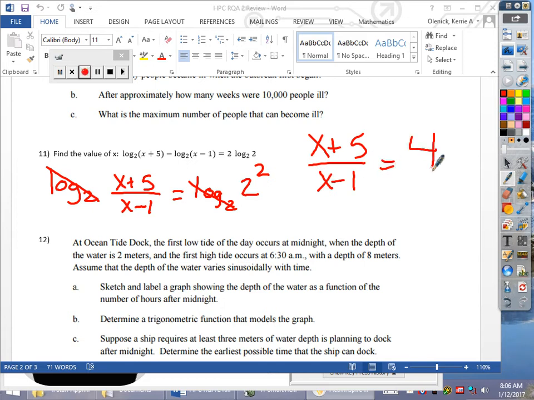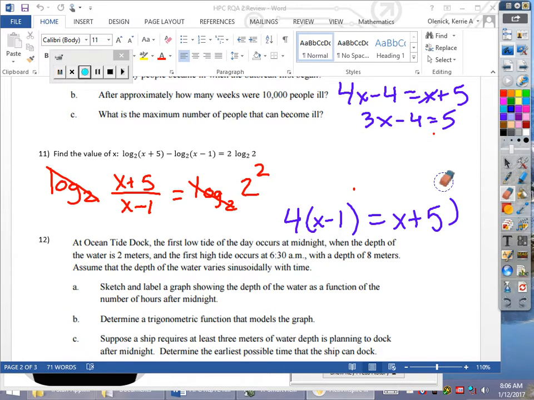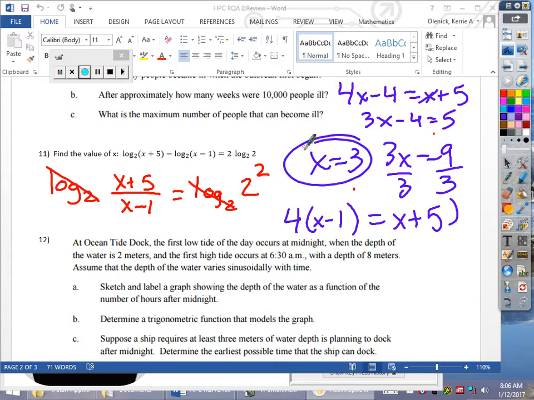Now what am I going to do? Cross multiply. So 4 times x minus 1 equals x plus 5. Don't forget to distribute. Some of you guys forget to do that. That gives me 4x minus 4 equals x plus 5. Yes. Subtract x from both sides. That gives me 3x minus 4 equals 5. Add 4. 3x equals 9. Divide by 3. X equals 3. You don't believe me? Plug it back in.